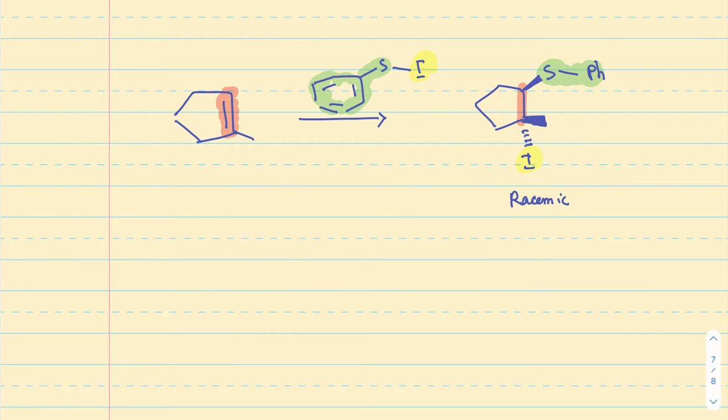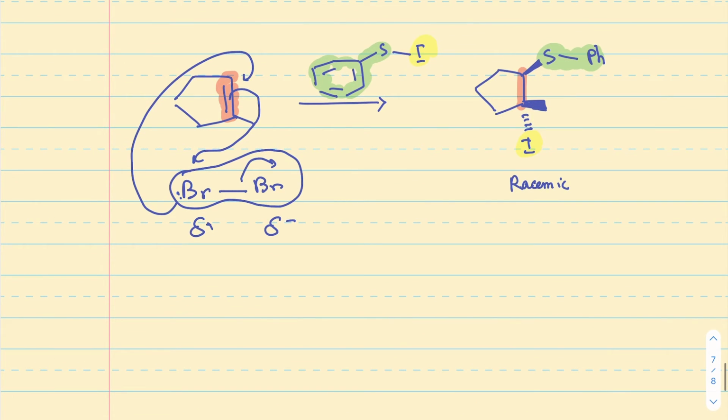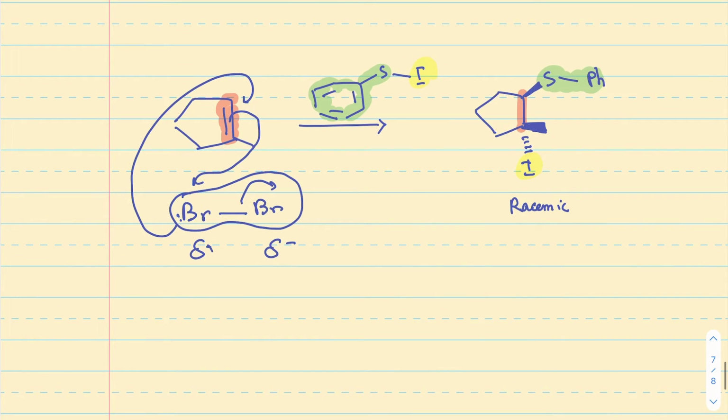Now, let me remind you of something. In the bromination mechanism, what we think is happening is that as the bromine molecule approaches the alkene, the electron cloud of the bromine molecule gets distorted, so one end of that bromine molecule becomes positive, one end becomes negative, and that is the reason why it gets attracted to our alkene, which is full of electrons, and forms a bromonium ion, and that bromonium ion is at the core of this bromination mechanism. Now, this is kind of a similar thing.